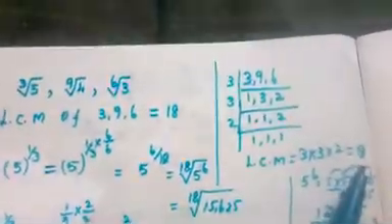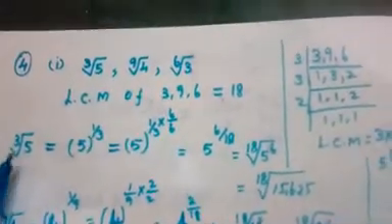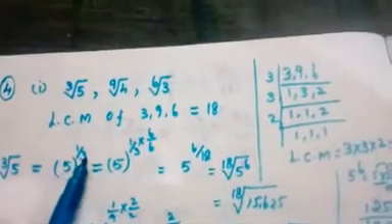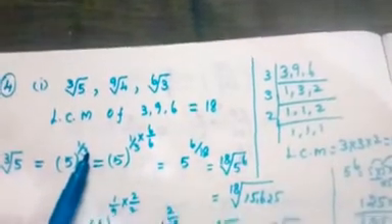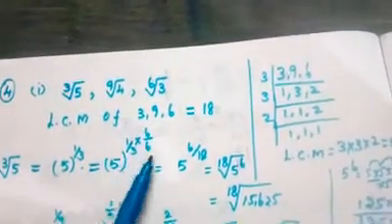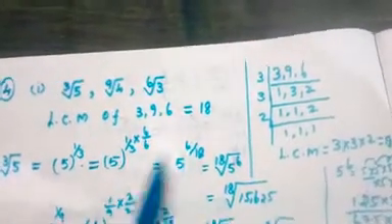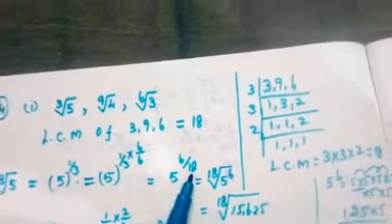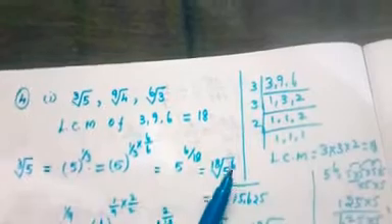So LCM is 18, so we make the order as 18. The given cube root of 5 is written as 5 whole power 1 by 3. For this 1 by 3, power 18 is needed, so both numerator and denominator multiplied by 6. 1 times 6 is 6, 3 times 6 is 18. The denominator 18 comes in the order of the root. So 18th root of 5 power 6.